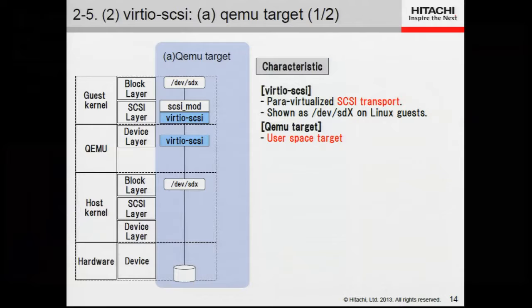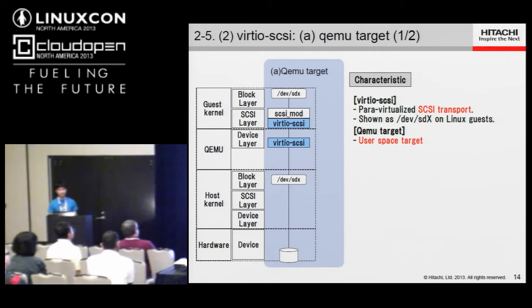First configuration of virtio-scsi is QEMU target. First, I will explain about virtio-scsi. Virtio-scsi is a paravirtualized SCSI transport working under the SCSI module, and guests see this device as a SCSI device. Therefore, it is shown as sd device in the Linux case. As for QEMU target, it is a user space target.